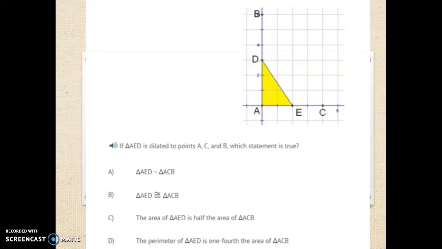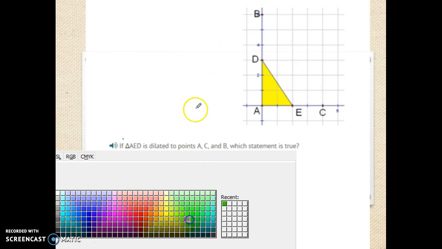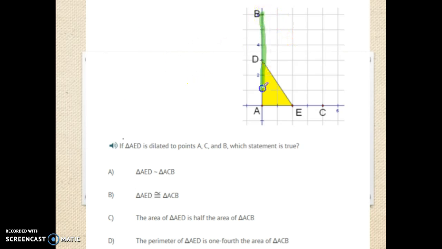Number 3. If triangle AED is dilated to points A, C, B, which statement is true? All right, so the yellow triangle is our original triangle, and then we're dilating it to become this green triangle. All right, so let's check and see our answer options.